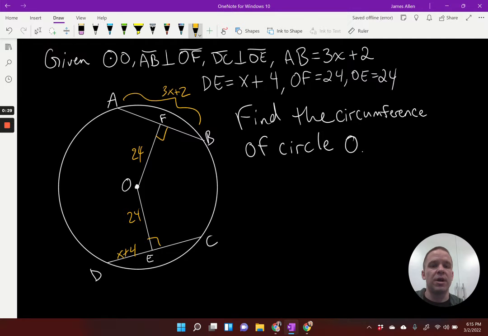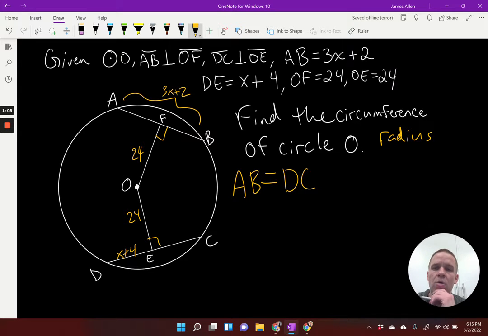I want to find the circumference of circle O. That means I need my radius or my diameter. Generally speaking, finding the radius is a bit easier, just because of how things lay out. So let's see what we got here. Well, OF is perpendicular, OE is perpendicular. So if I have drawn from the center and perpendicular to a chord, that's my distance to the chord. And if those two distances, which are both 24, are the same, that means my two chords are going to be congruent. So the length of AB has to equal the length of DC.